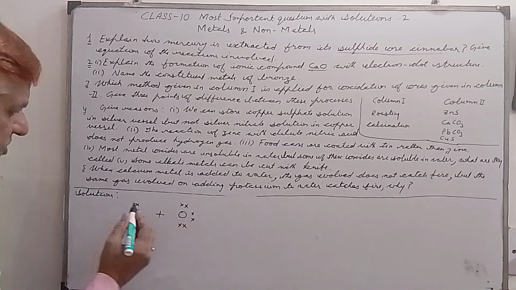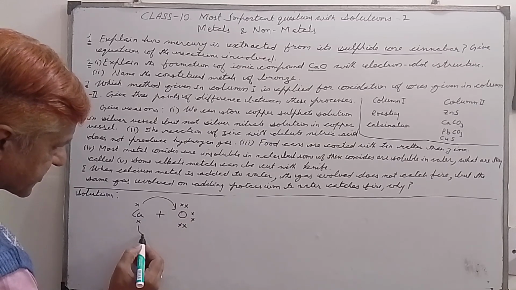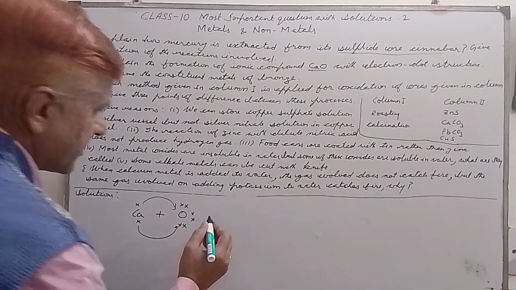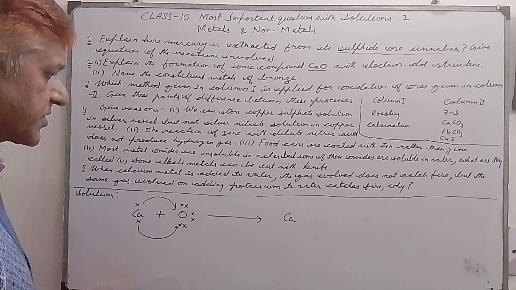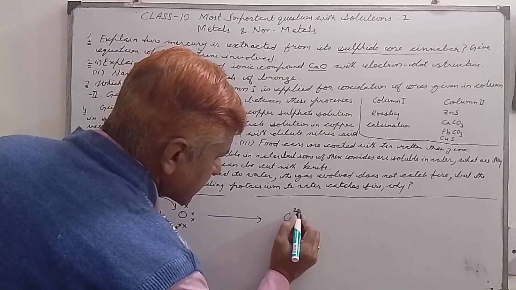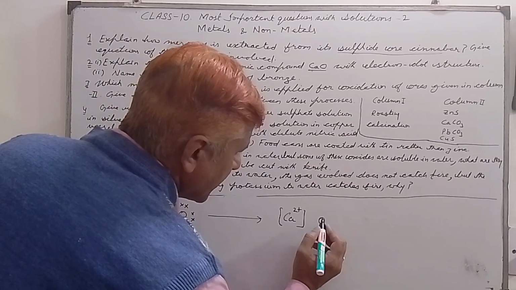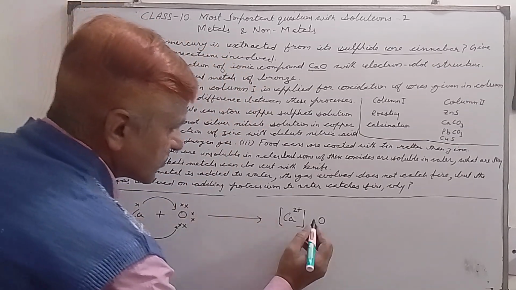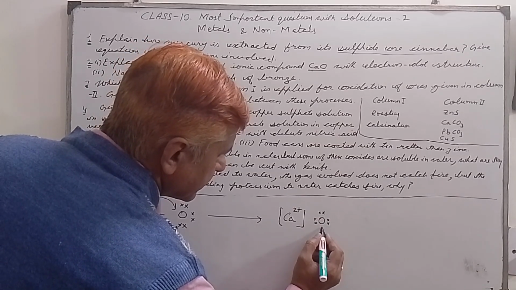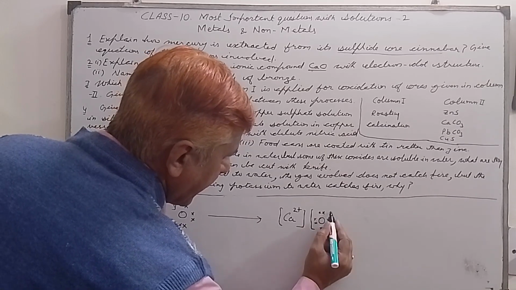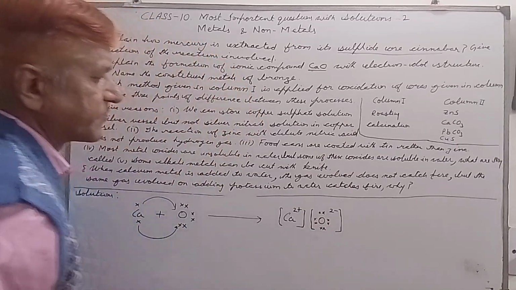Now calcium will give its 2 electrons to oxygen. So how will we write this? When calcium gives 2 electrons, it will acquire a 2 plus charge. And when oxygen takes up 2 electrons, it will now have 8 electrons and it will acquire a 2 minus charge.